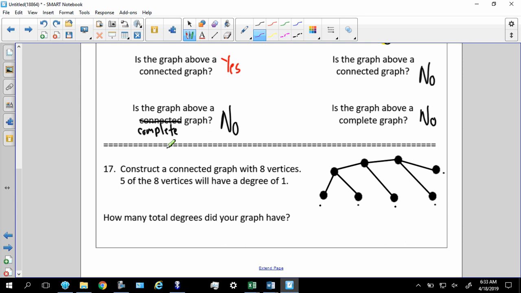Now the next thing is how many total degrees. This has a degree of 1. That has a degree of 1. That has a degree of 1. That has a degree of 1. That has a degree of 1. Then 1, 2, 3, this has a degree of 3. 1, 2, 3, this has a degree of 3. 1, 2, 3, this has a degree of 3. So that's 9, 10, 11, 12, 13, 14. 14 total degrees.